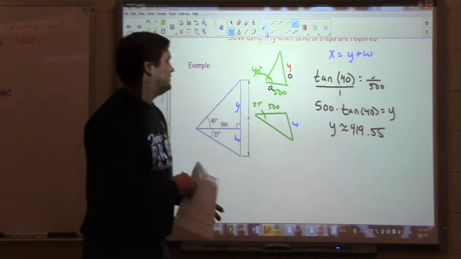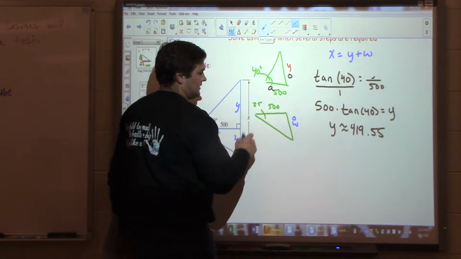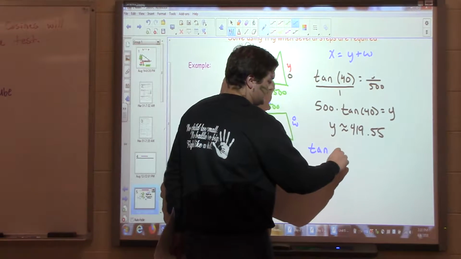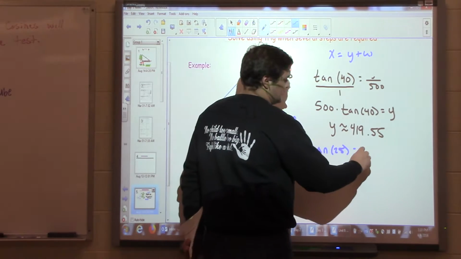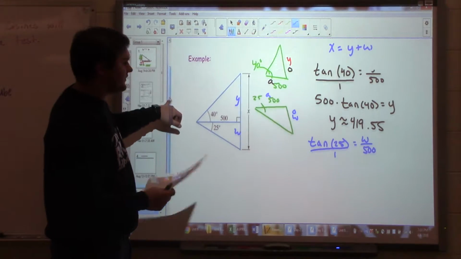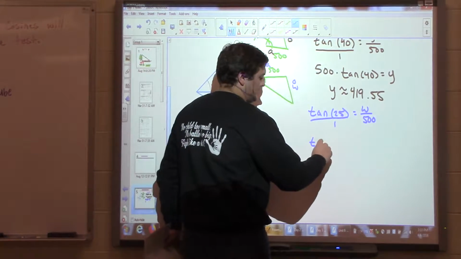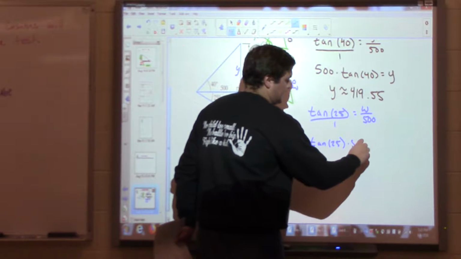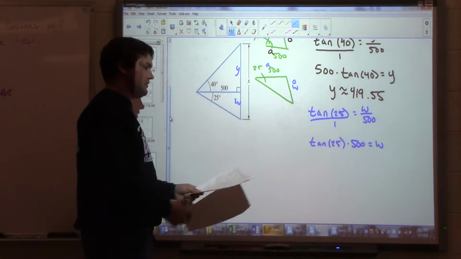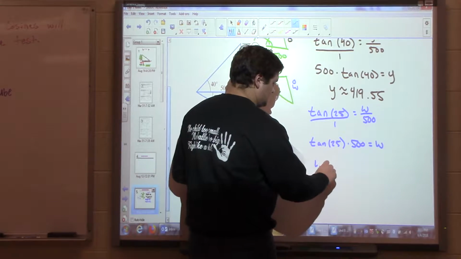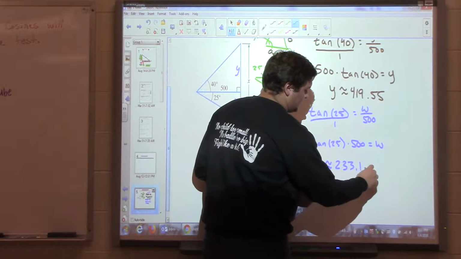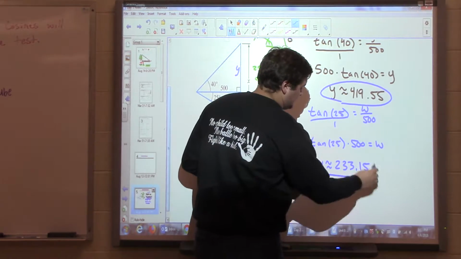So, w. Same thing, I have 25. It's opposite. 500 is adjacent, so I'm going to use tangent again. This time it's going to be tangent of 25. So tangent of 25 degrees equals w over 500. So cross multiply and solve for w. Tangent of 25 times 500 equals w. Plug it in your calculator, round to the nearest hundredth. You should get w is approximately 233.15.